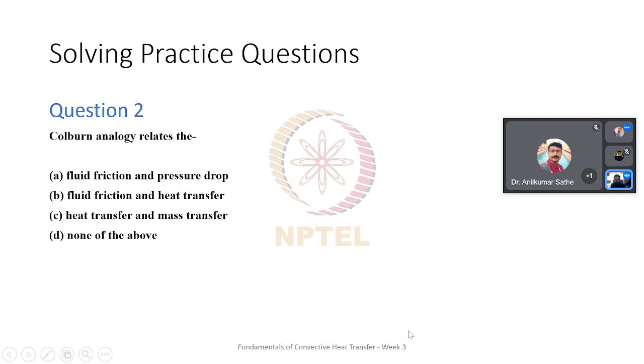Question number 2 says: the Poelhausen analogy relates what? There are multiple options given. Option A says fluid friction and pressure drop. Option B says fluid friction and heat transfer. Option C says heat transfer and mass transfer. And option D, none of the above, which means none of the given options are correct.